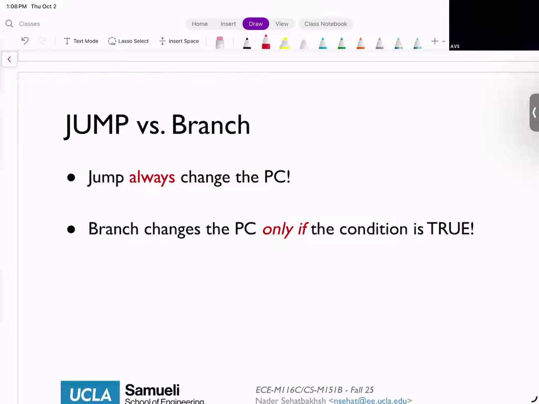So the question is, when you actually write the jump instruction, does that literally change the PC? Yeah, I'm going to show you the exact syntax in just a few slides.